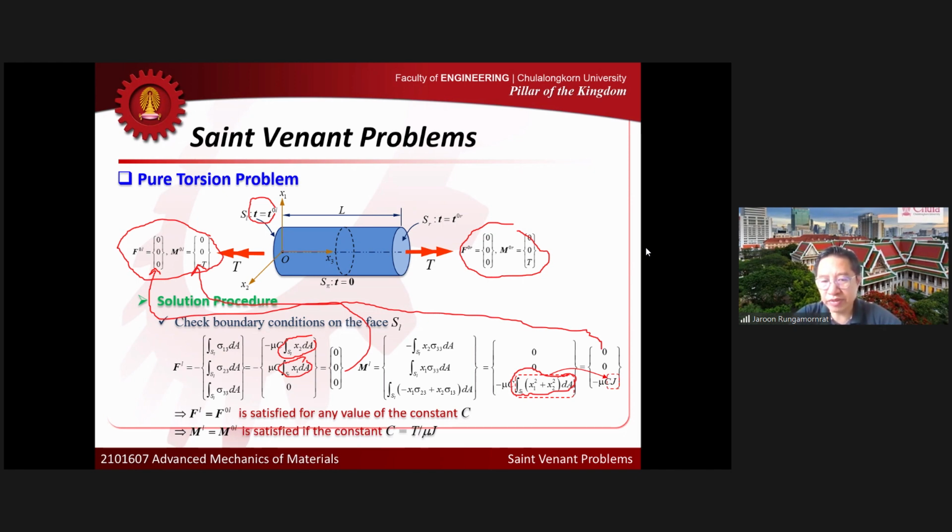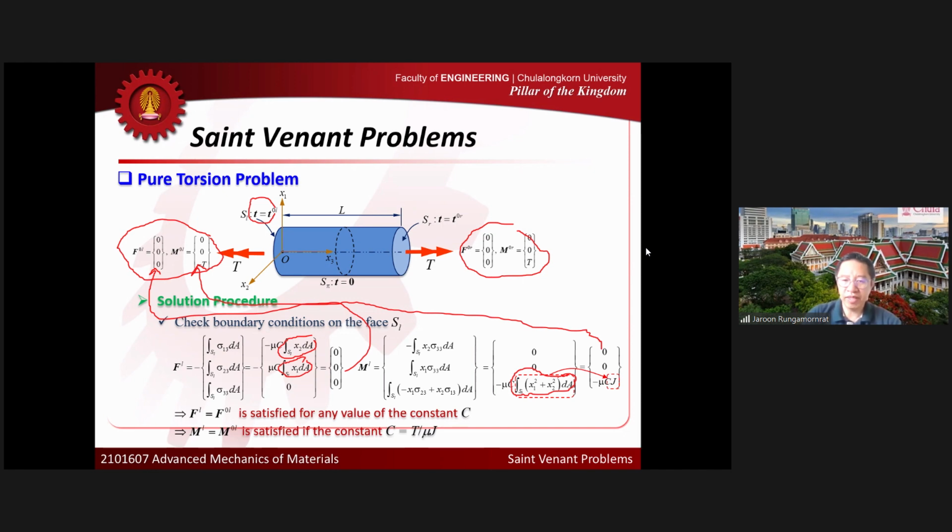If you pick the constant C equal to T over mu J, now you know that the net moment ML generated by the stress field and M0L generated by the prescribed traction T0L are exactly the same. Or I can say that with this value of C, the boundary condition at the left end is satisfied in the average sense. Up to this point, do you have any question about anything?